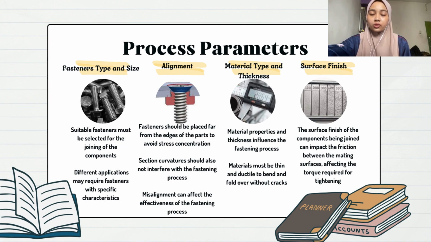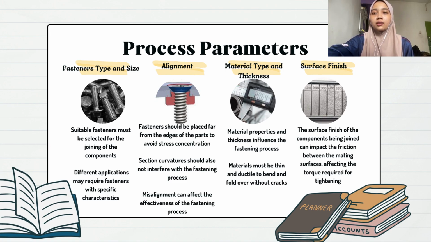So in mechanical fastening process, there are a few process parameters that we need to take into consideration, such as fasteners type and size, alignment, material type and thickness, and surface finish. For fasteners type and size, suitable fasteners must be selected for the joining of the components, since different applications may require specific fasteners with specific characteristics. And for alignment, fasteners should be placed far from the edges of the parts to avoid stress concentration, and the section curvatures should also not interfere with the fastening process, because misalignment can affect the effectiveness of the fastening process.